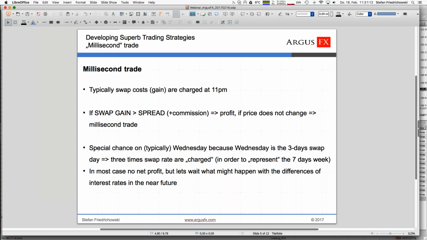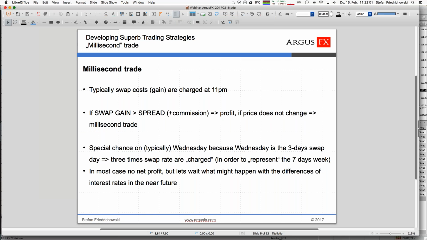So the millisecond trade, simply let's go to the basics here. The swap costs, or the profit, are charged at 11 p.m. typically for most brokers. So in principle, it might be possible to do something extremely simple. Let's think about you open a trade 1 minute before 11, and you close the same trade 1 minute after 11. That's the reason for the name millisecond trade. You might do it really a millisecond before 11 and a millisecond after 11.